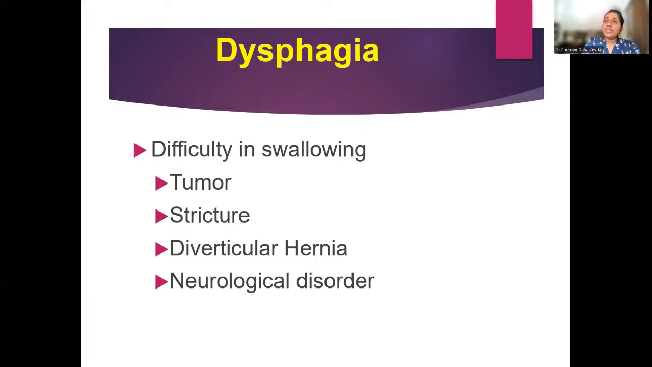Now, difficulty in swallowing. If you have any abnormality in swallowing, difficulty, we call it dysphagia. I will just touch the names only. It can be due to a tumor, due to a stricture, like long-term problems will cause strictures, and due to connective tissue disorders and so many things. And you can have diverticular hernias and neurological disorders, okay? You will have dysphagia if you are having neurological disorders involving your brainstem specifically.